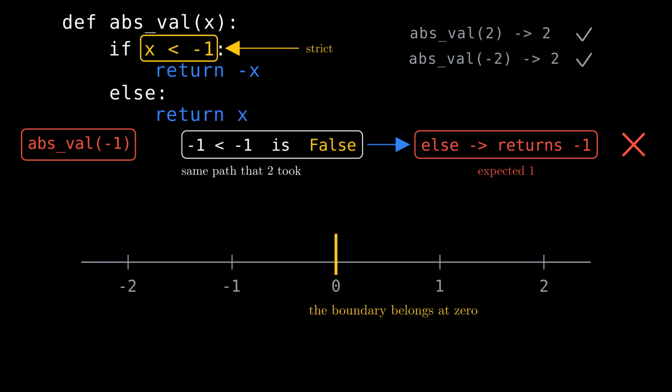So glass box testing needs a second habit alongside path coverage. For every conditional, test the value sitting exactly on the boundary and the values on either side of it.